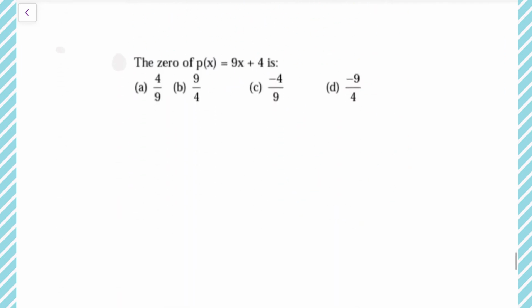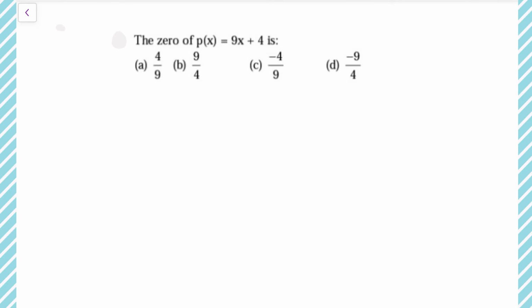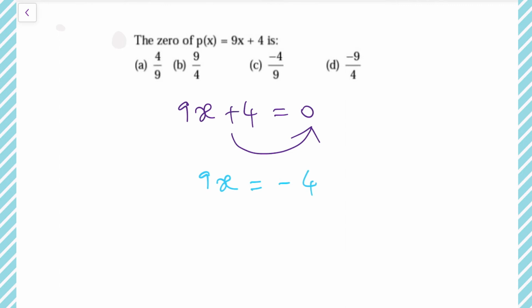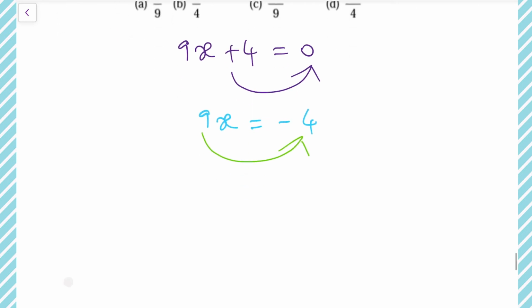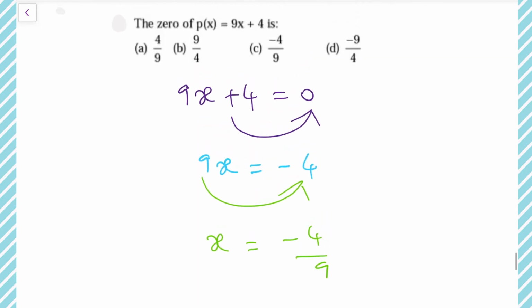Next, the zero of the polynomial 9x plus 4. So 9x plus 4, simply make it equal to 0. Take plus 4 to the other side, then it becomes minus 4. So 9x is equal to minus 4. Now we need to find the x value. 9 also take to the right side, then it becomes division. So x is equal to minus 4 divided by 9. Minus 4 divided by 9, that is option C, that is the zero.